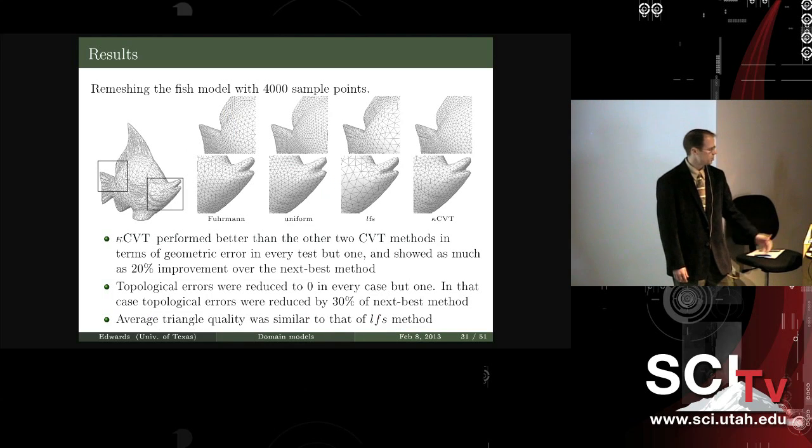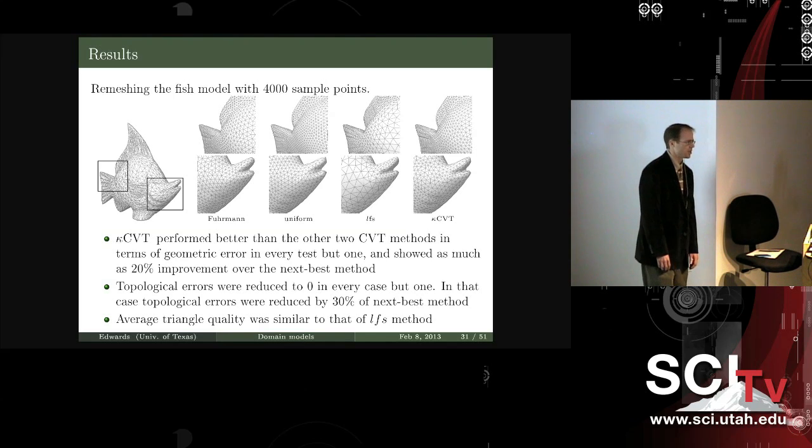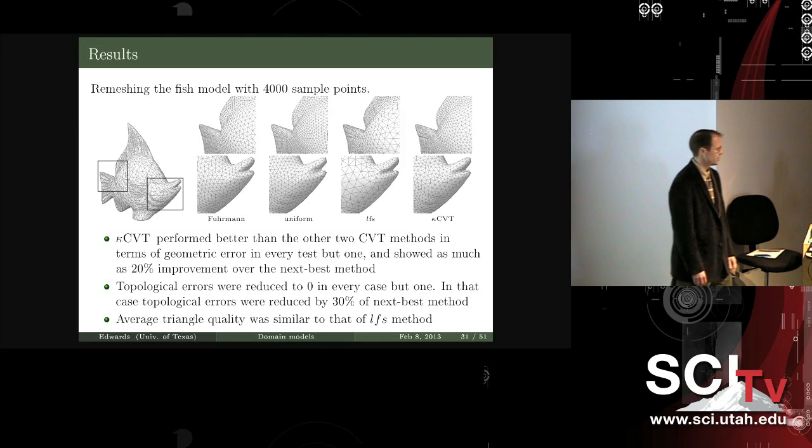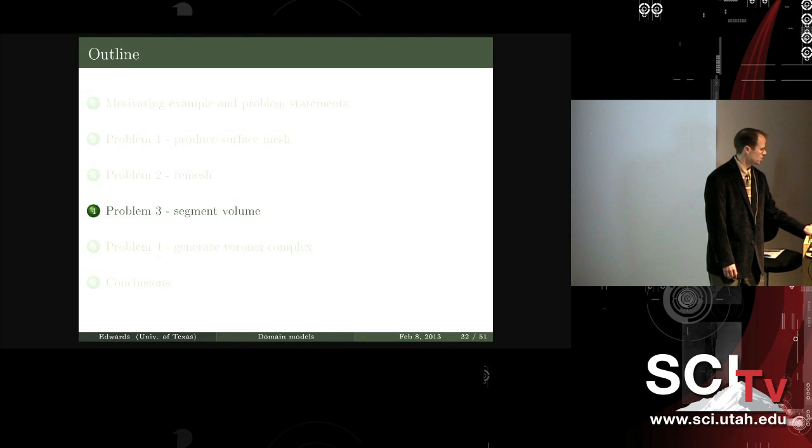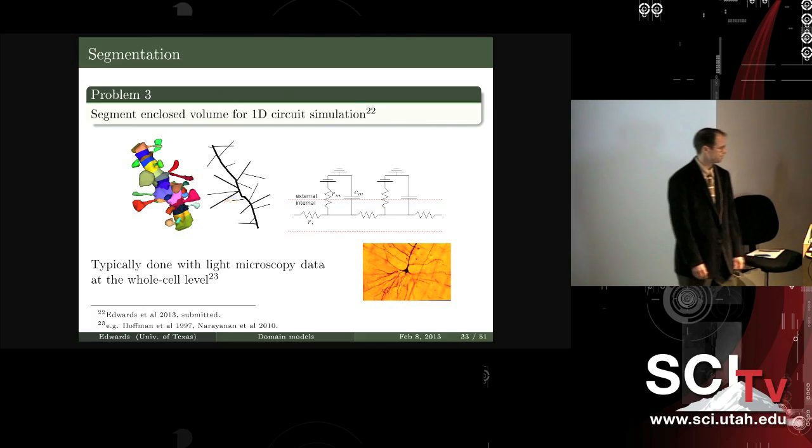Okay, and then just briefly, fish. You can see it maintains the gills on the bottom below the mouth. And I'll skip over this so we can get on to segmentation.